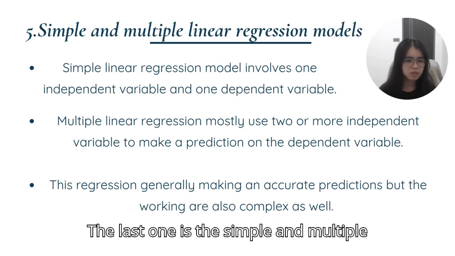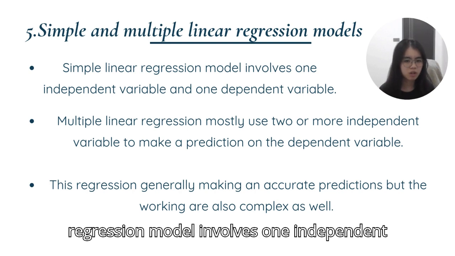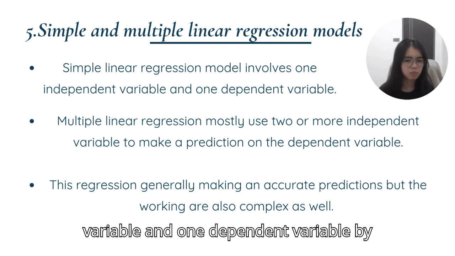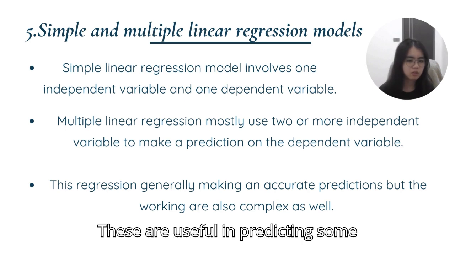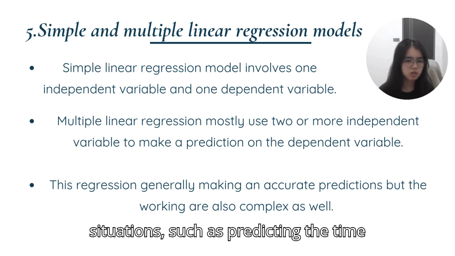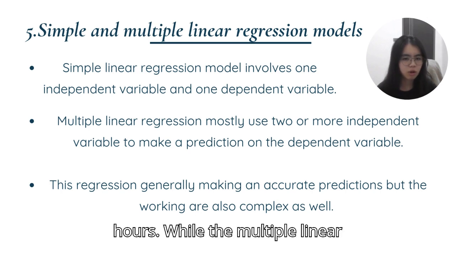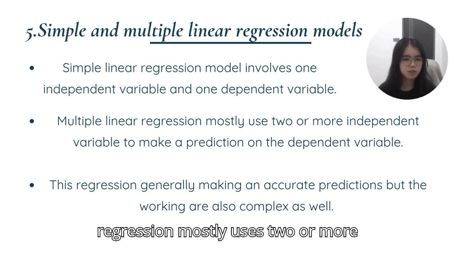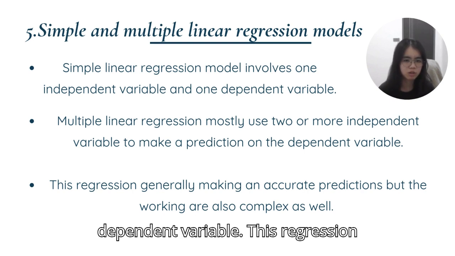The last one is the simple and multiple linear regression model. A simple linear regression model involves one independent variable and one dependent variable by drawing a straight line on the graph. These are useful in predicting some situations, such as predicting the time spent on games based on student study hours. While the multiple linear regression mostly uses two or more independent variables to predict the dependent variable.